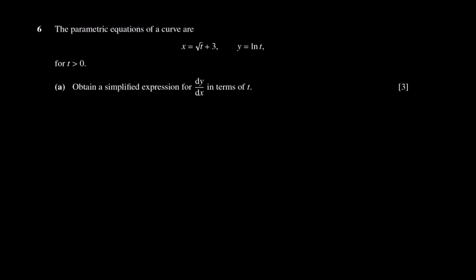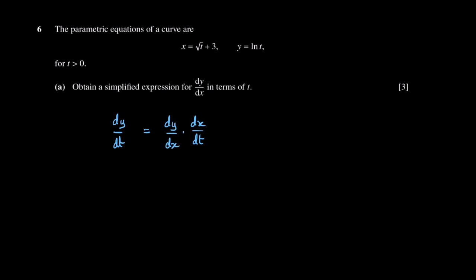Okay, question 6. The parametric equations of a curve are given by this, and we want to obtain a simplified expression for dy dx in terms of t. Now, I think the key thing to understand here is we've got connected rates of change using the chain rule. So if I was to write dy dt, that's going to be connected to the rate of change for x, dx dt. And how is that? Well, through dy dx.